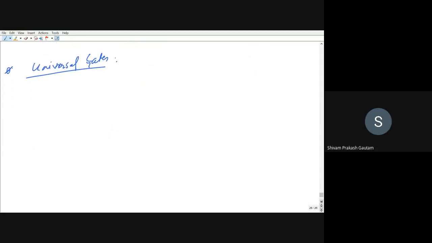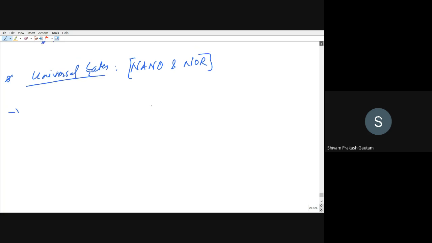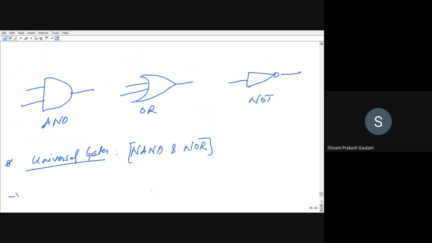So universal gates we will see. These gates are NAND gates and NOR gates. Any logic circuit can be realized using just a single universal gate. If you consider the above cases, that is AND, OR, and NOT, and you want to make some logic, let us suppose I want X equal to AB plus C, then I have to use AND gate and OR gate.